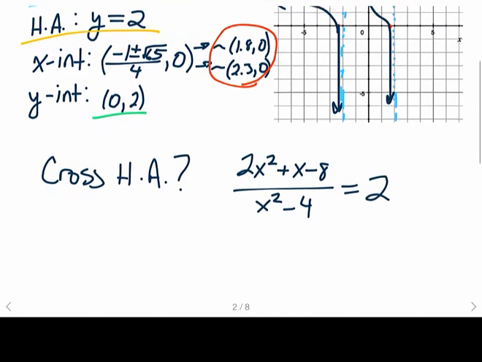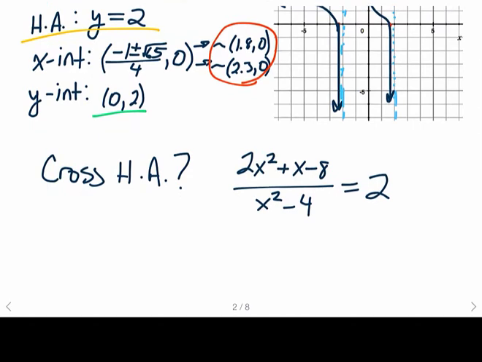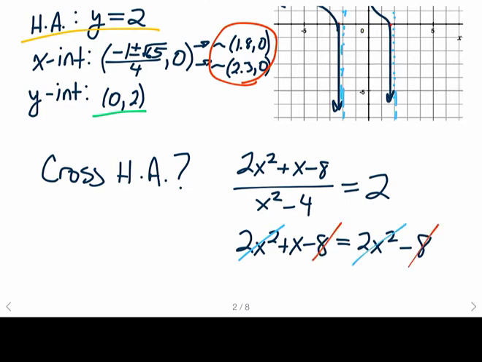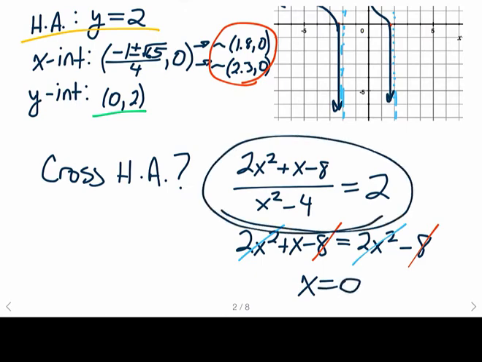Well, this is a rational equation. I'm going to solve it by clearing the fraction. We get 2x squared plus x minus 8 is equal to 2x squared minus 8. And the 2x squared subtract out. When I add 8 to both sides, we get x is equal to 0. And so the function value is the same as the asymptote value when x is equal to 0.